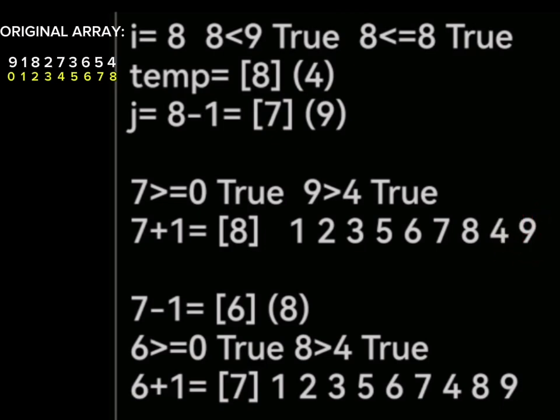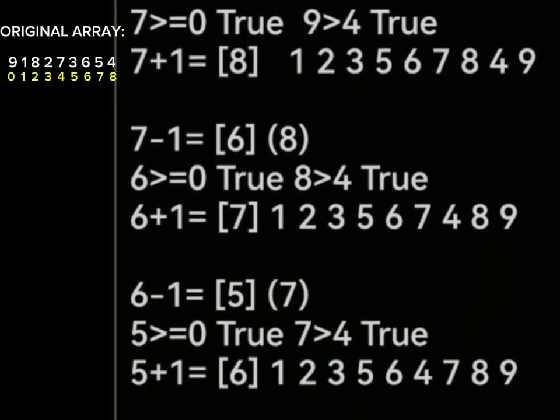Then, next po ay magdi-decrement po tayo. So, 7 minus 1 is 6. Yung laman ng ating 6 ay 8. Check the condition. Is 6 greater than or equal to 0? True. Is 8 greater than 4? So, true. 6 plus 1 is 7. So, ibig sabihin yung ating J ay ililipat po natin sa index 7. Dito po siya ngayon sa index 7.